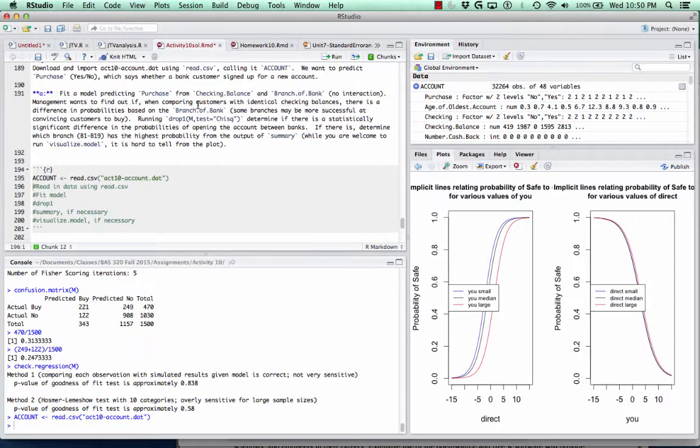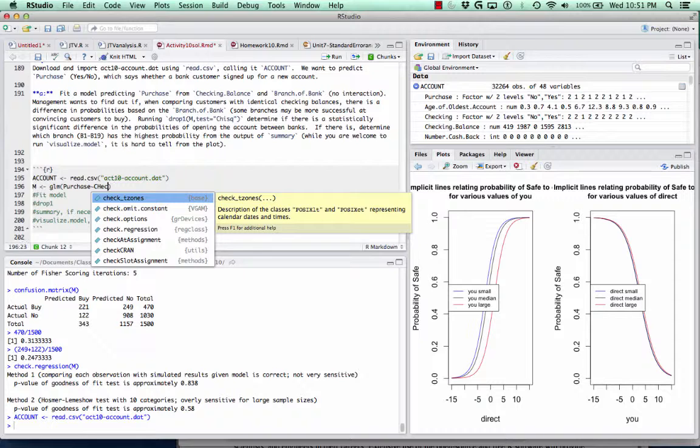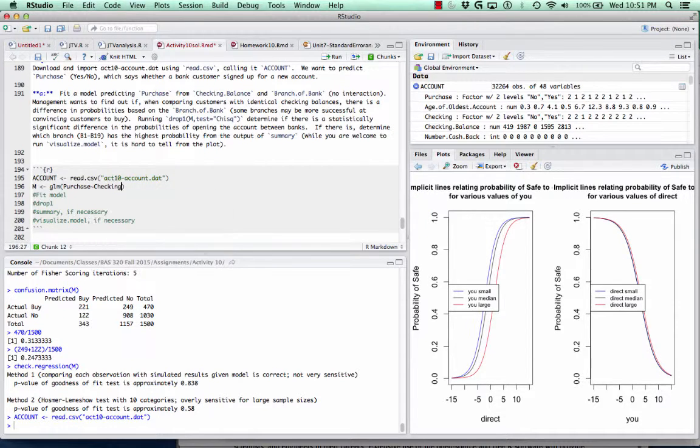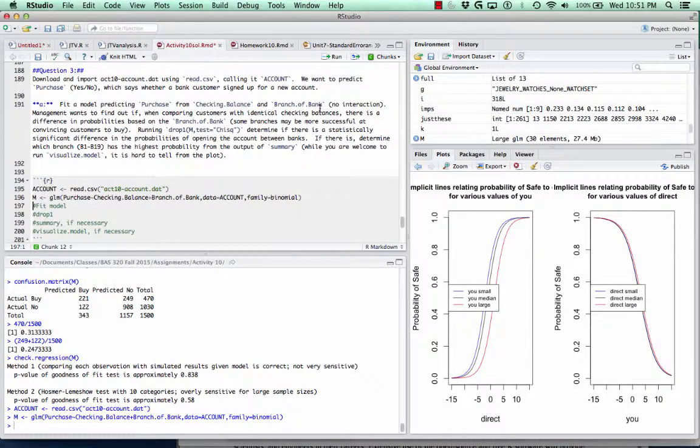And what we're going to try to do is predict the probability that a customer makes a purchase of a new type of account that a bank is offering. So specifically, we're going to fit a model that predicts purchase from checking balance and branch of bank with no interaction. That's going to be in the account data file, and turn on logistic regression with family equals binomial. So boom, we got that model.